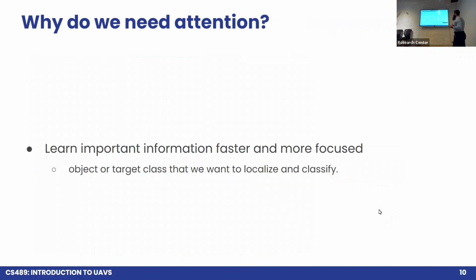Okay, so why do we need attention? It's basically to learn important features faster. It's like we are mimicking human behavior. When I gave you the other images, you made some more effort to try to identify special features, and you were a little bit more focused. And important information will be the object or the target class that you want to localize and classify.